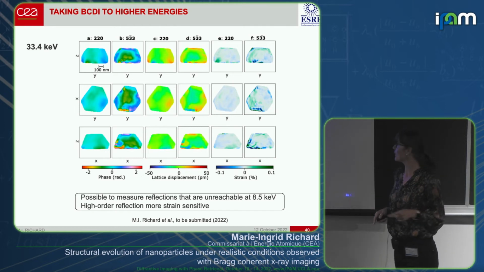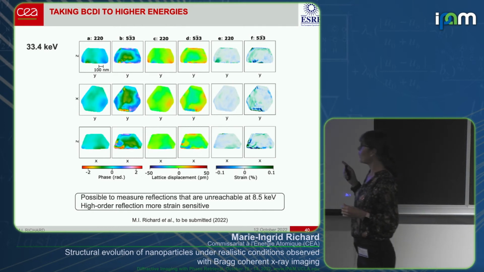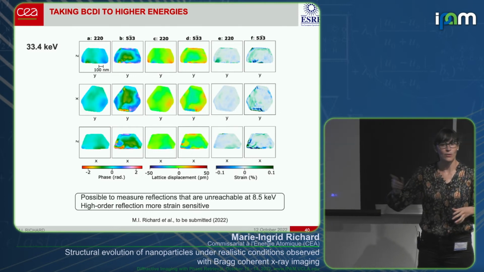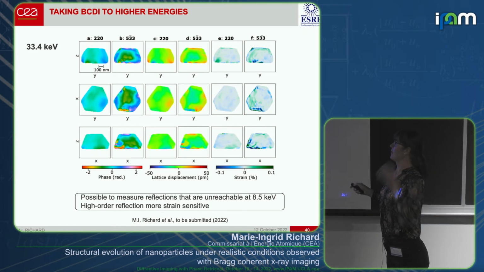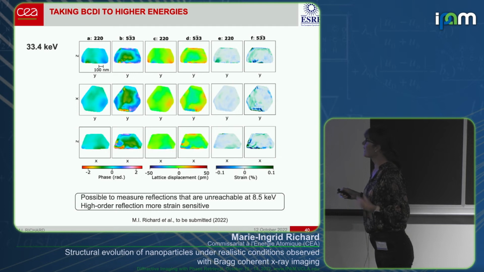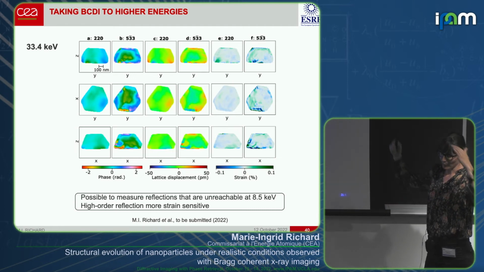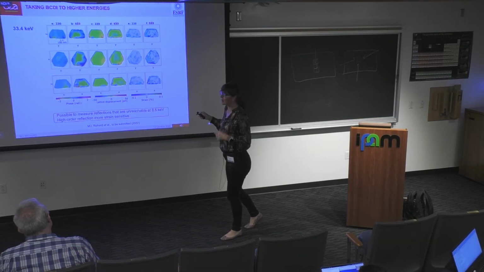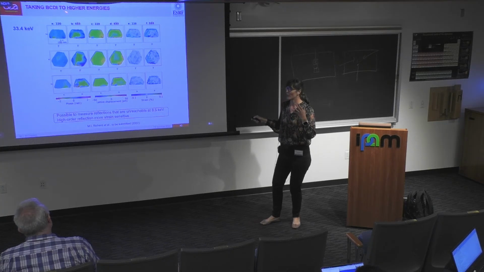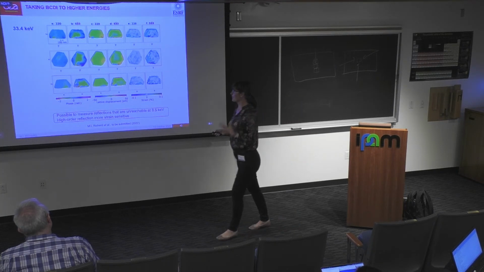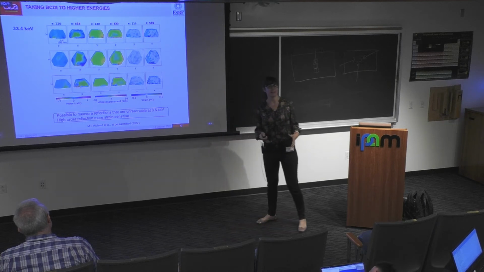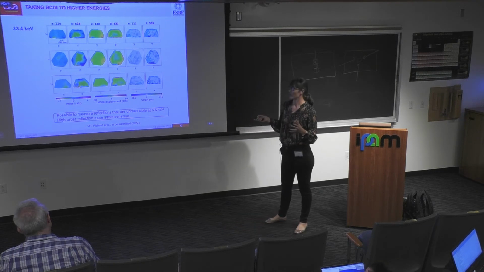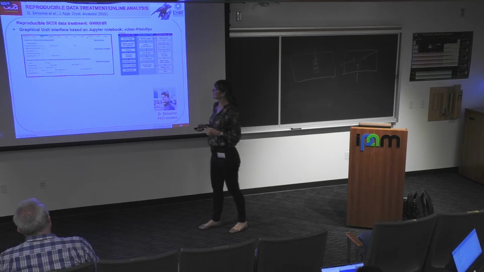What is also nice when we go to higher energy is that we can reach reflections that were unreachable at 8.5 keV. Generally, we look at low-order reflections, but at higher energy the reciprocal space is increased, and we can measure high-order reflections, like the 5-33 reflection. These high-order reflections are more strain-sensitive, so it will be very interesting to look at them, and it works at these energies.